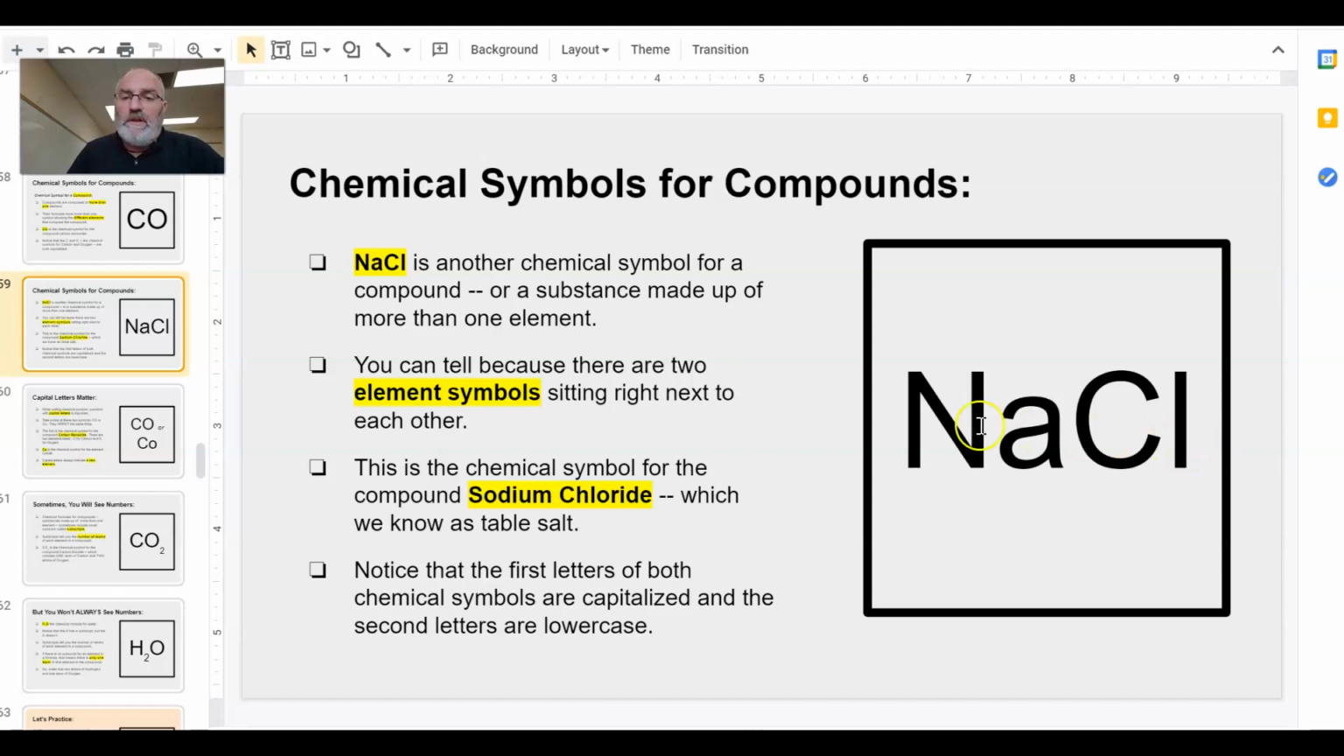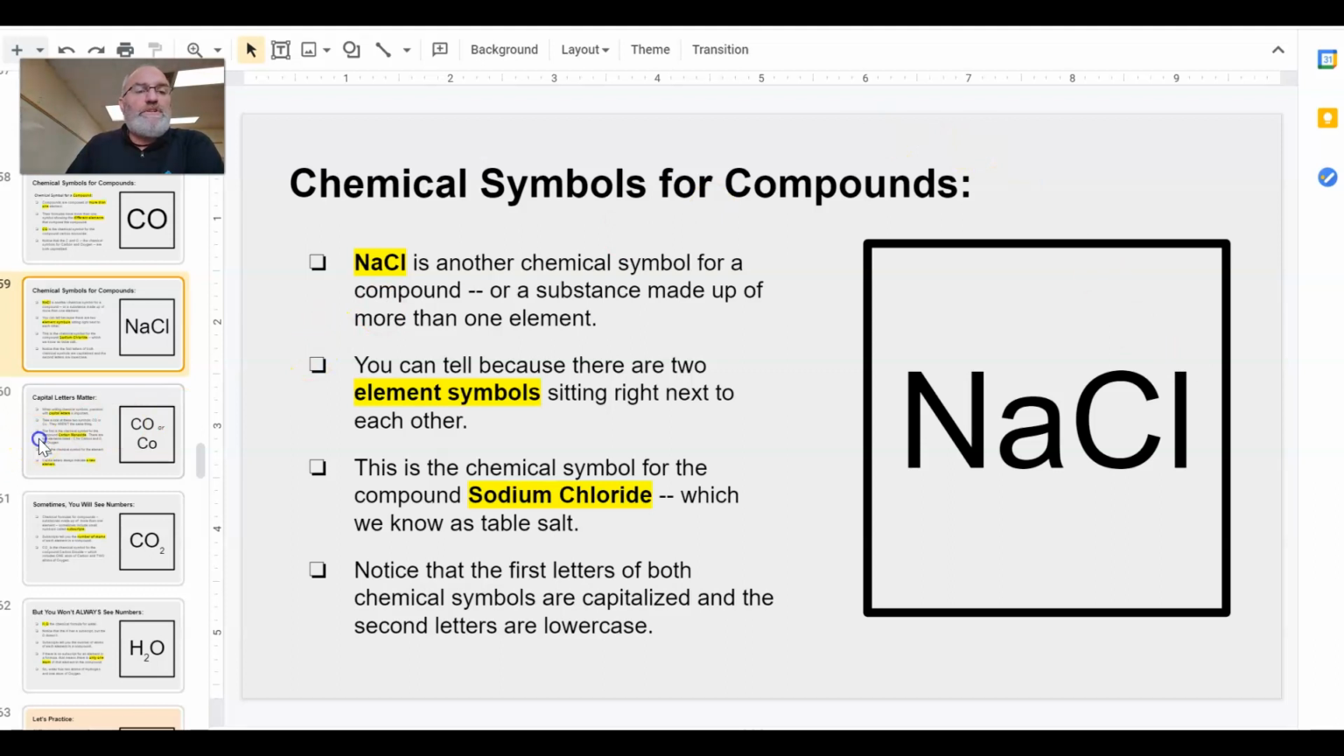So what this formula is telling us is that we have one atom of sodium, and here's its chemical symbol, and we have one atom of chlorine, and here's its chemical symbol. And those two atoms are working together. They've joined with one another in order to make a new compound.